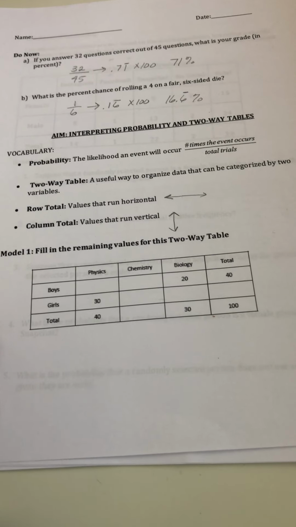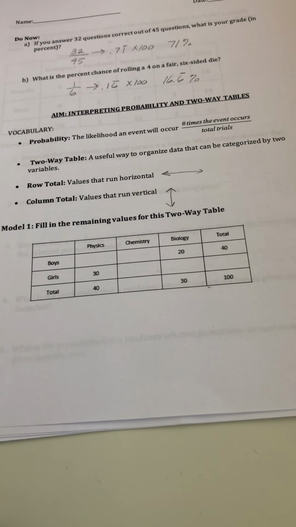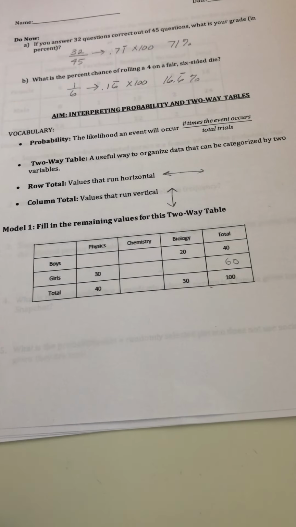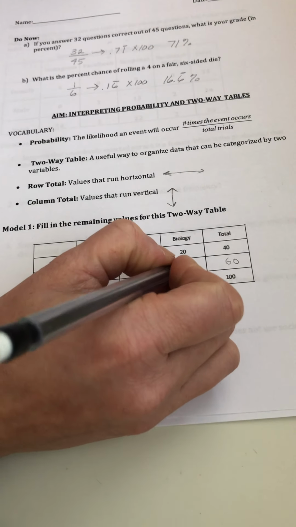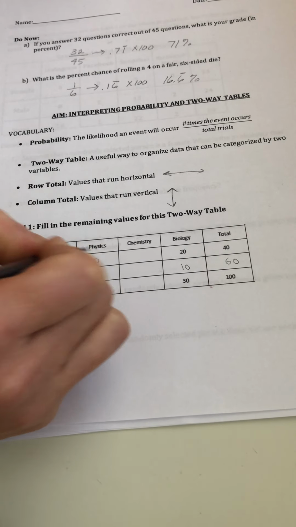One of the first tasks you could have is to actually fill in a two-way table provided with certain values. So we always want to make sure that in our two-way table there is a row total and a column total as well. Based off of some information, this would have to be 60 right here, right? 40 plus 60 is 100. This would have to be 10. 20 plus 10 is 30. Going into the physics column right here, this would have to be 10.